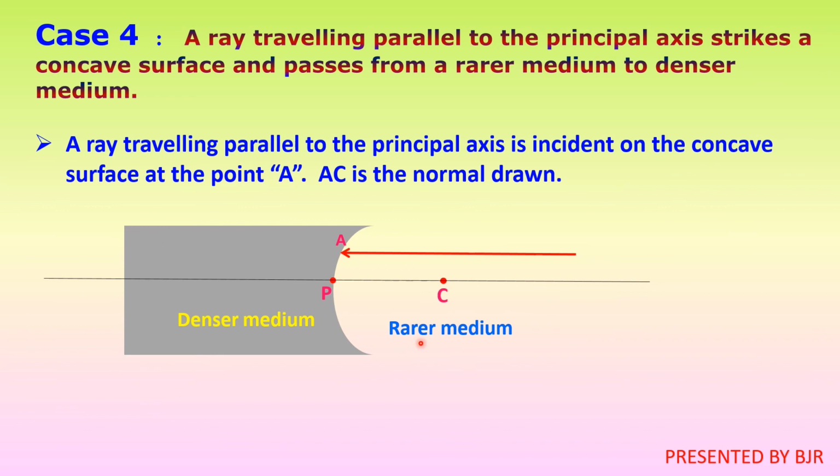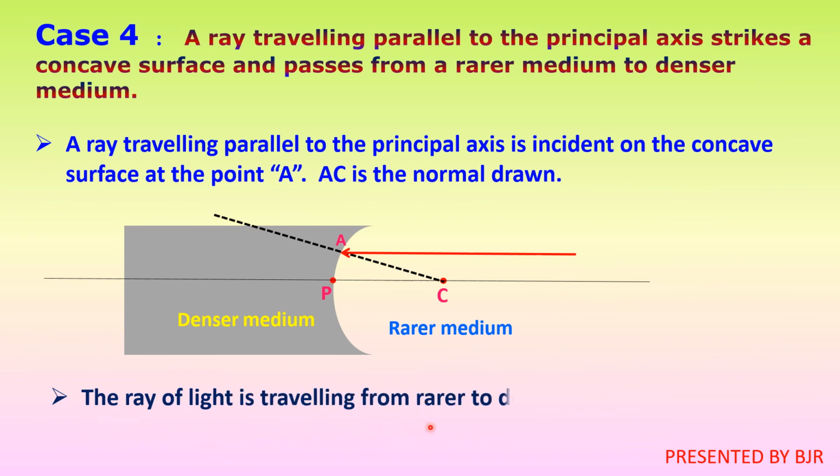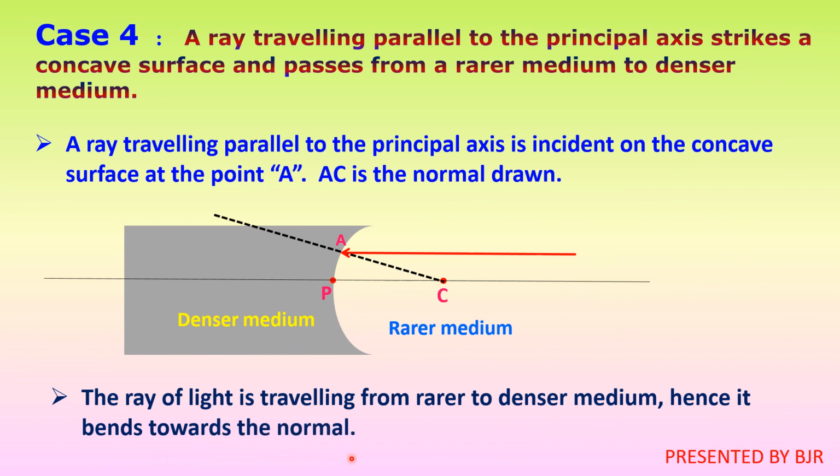Okay, now to know the direction of the refracted ray, we have to draw the normal at point A. So this is called as the normal at the point A. Now you can guess, does it bend towards the normal or away from the normal? Because the ray is traveling from rarer into denser, so it bends towards the normal. The ray of light is traveling from rarer to denser medium. Hence, it bends towards the normal. See here.